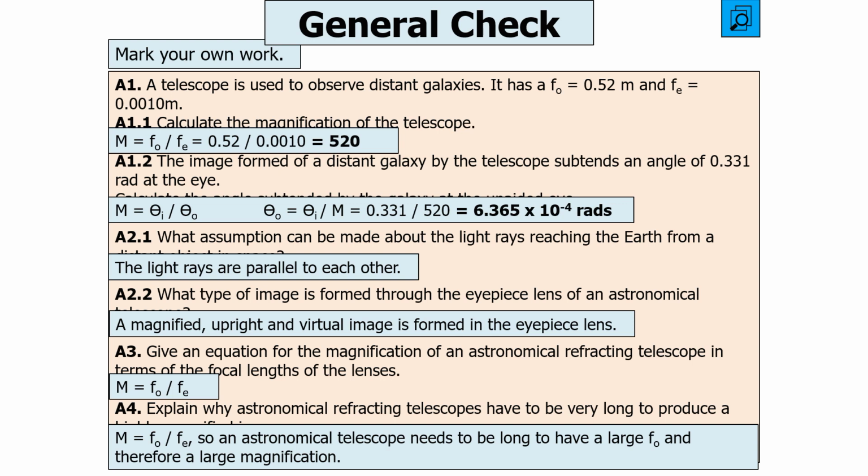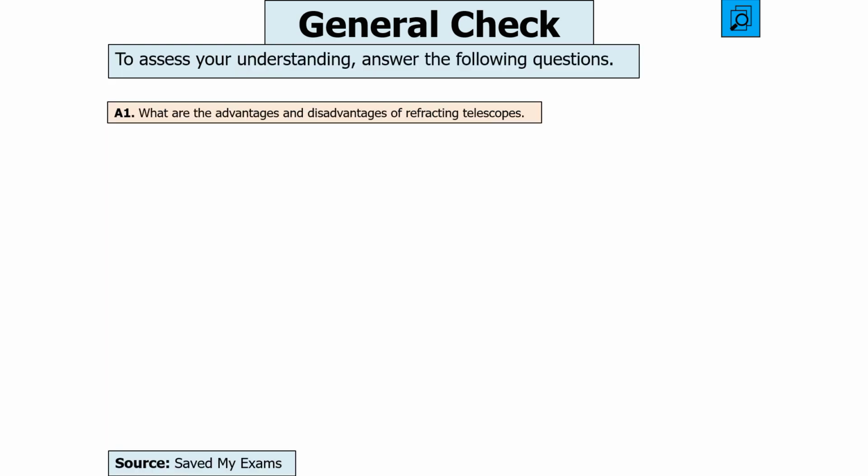So if that focal length is very long, therefore the telescope will be very long. The next question says, what are the advantages and disadvantages of a refracting telescope? So pause the video now, then unpause the video when you want to go through your answer.